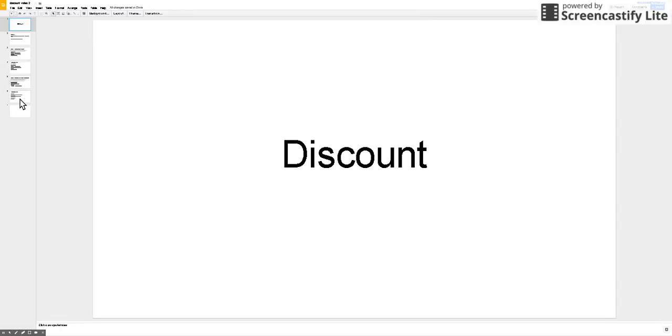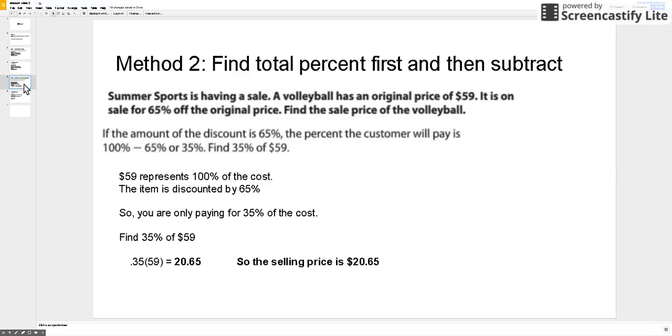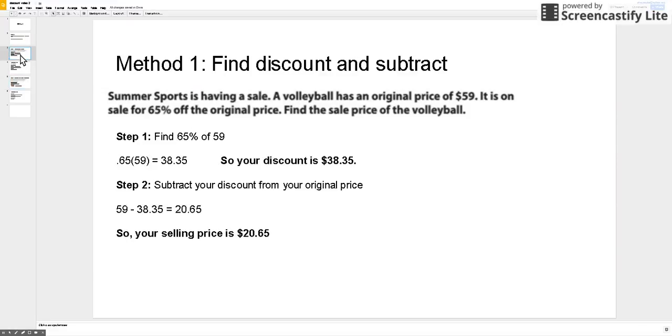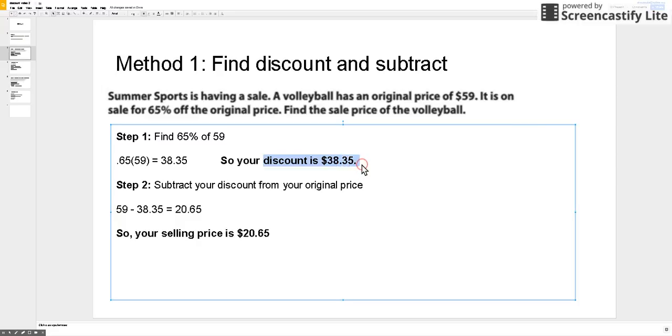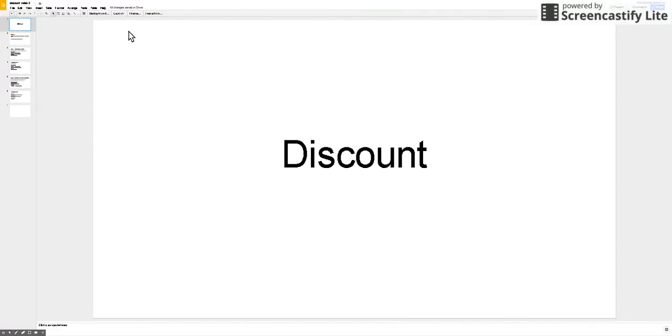All right, just some concluding thoughts. Just make sure that you are paying attention to whether or not you have to find the discount or the selling price. In this case, the selling price here is $276. Okay, in this count, the selling price is $20.65. In this case, right, the discount is $38.35, and the selling price is $20.65. So just make sure that you are able to differentiate between the discount and your selling price.